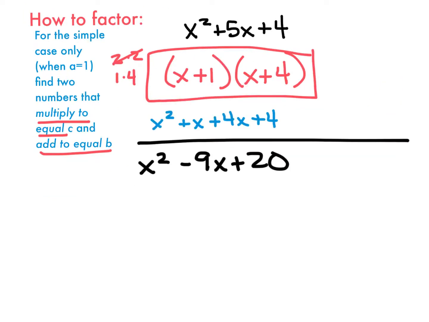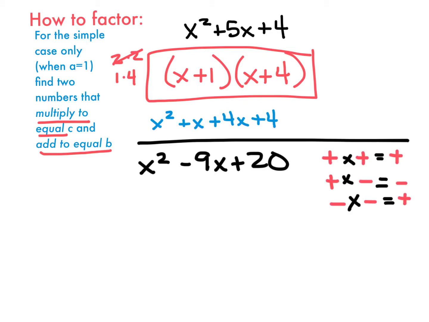You have to be real careful to notice your positive and negative signs. Here, I need two numbers that multiply to 20 and add to negative 9. So if the two numbers are going to multiply to a positive but add to a negative, what do we know about those two numbers? Think about that for a second.